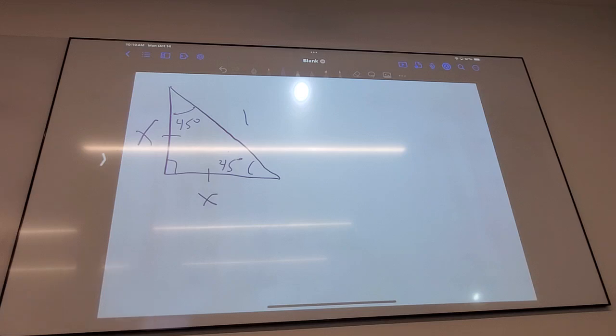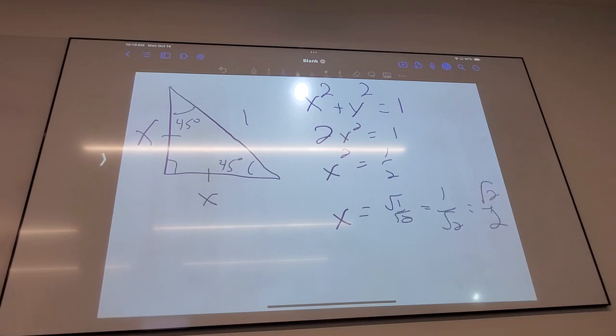Okay. What does the old Greek dude say? x squared plus x squared equals 1. 2x squared equals 1. x squared equals 1/2. x equals the square root of 1/2, which is 1 over the square root of 2, which is rad 2 over 2. I did that really fast, and I don't care, because you guys can all do that. So I get these two are rad 2 over 2.